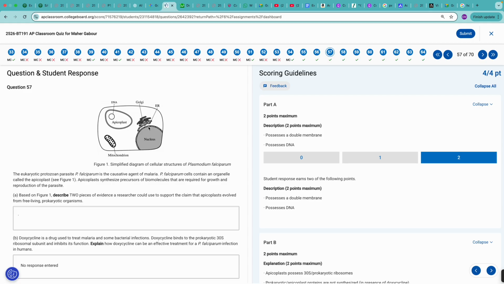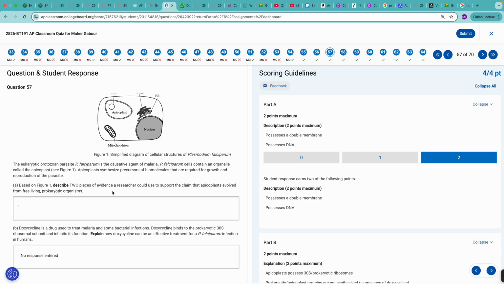Also, it has a double membrane. Why do you have a double membrane? If you have a double membrane, that means you were engulfed by something. You remember those drawings that I always do, the engulfing? You get 2 membranes. So the double membrane and the DNA are an indicator that it evolved from a prokaryotic organism.